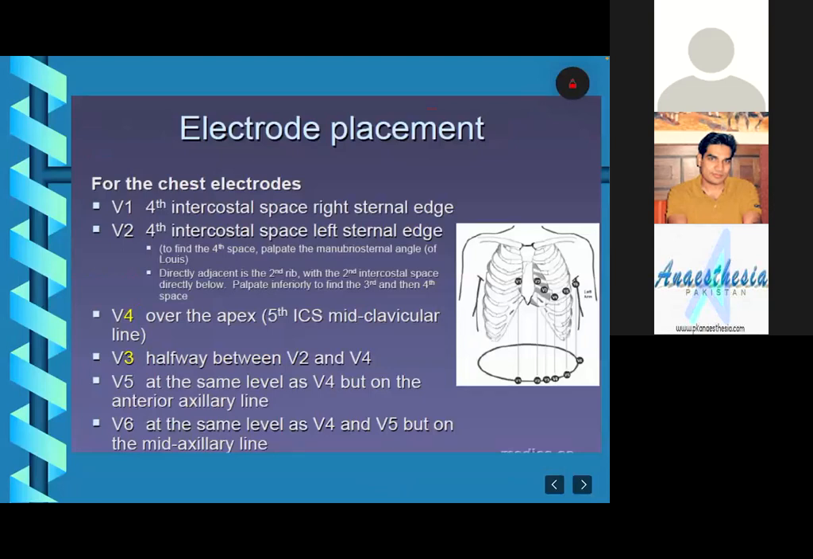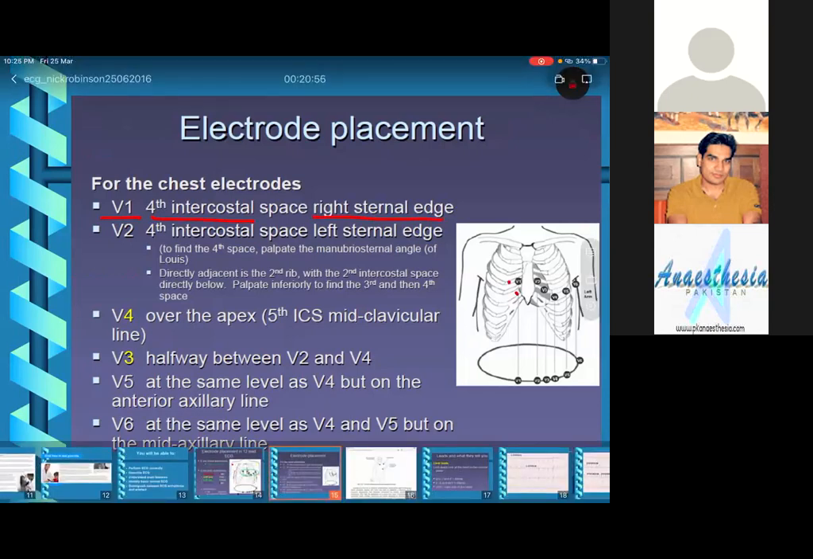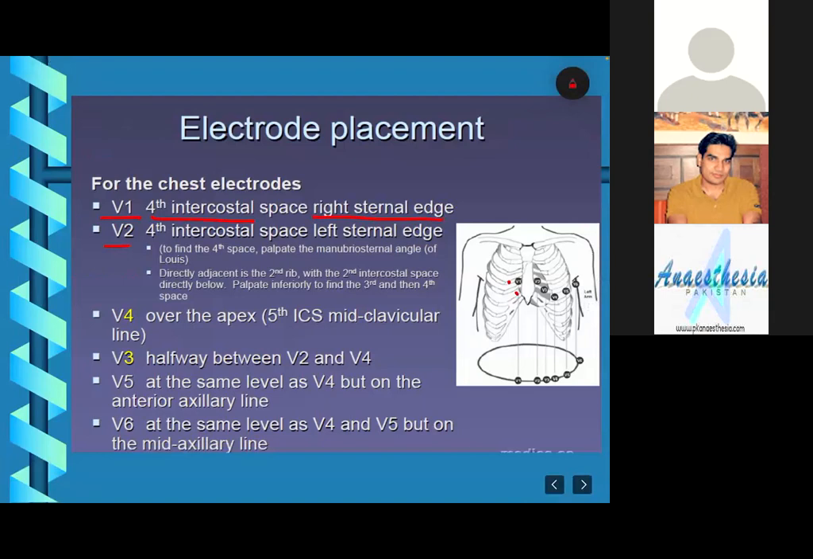The more important are the chest electrodes, V1 to V6. V1 should be placed in the 4th intercostal space, right of the sternal edge. And then V2, 4th intercostal space, left of the sternal edge. These are easy ones, but we should remember it is the 4th intercostal space where we put these electrodes.